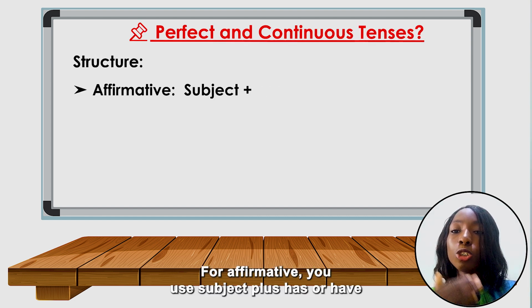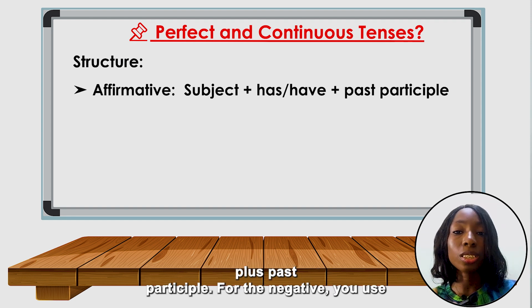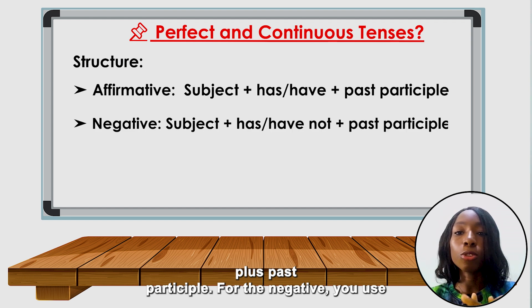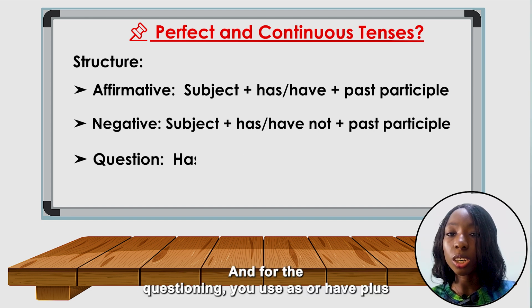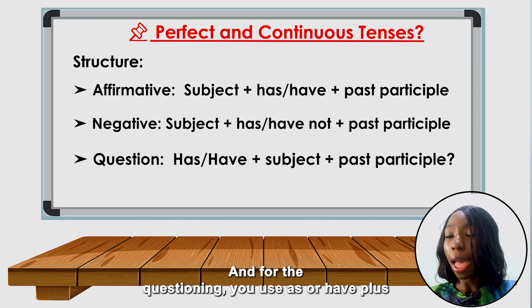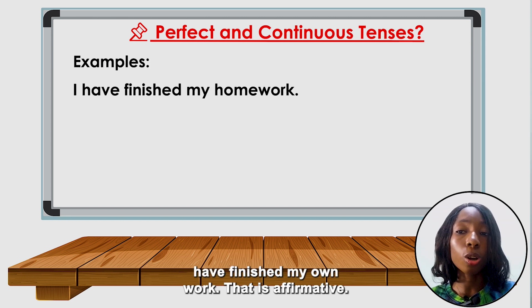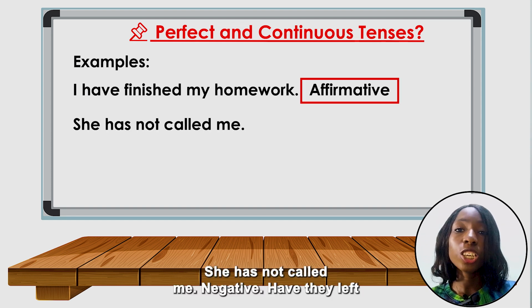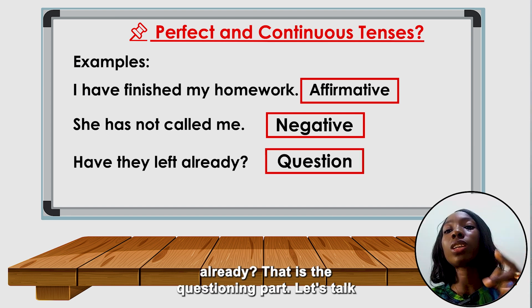For affirmative, you use subject plus has or have plus past participle. For the negative, you use subject plus has or have not plus past participle. And for the questioning, you use has or have plus subject plus past participle. For example, I have finished my homework. That is affirmative. She has not called me. Negative. Have they left already? That is the questioning part.